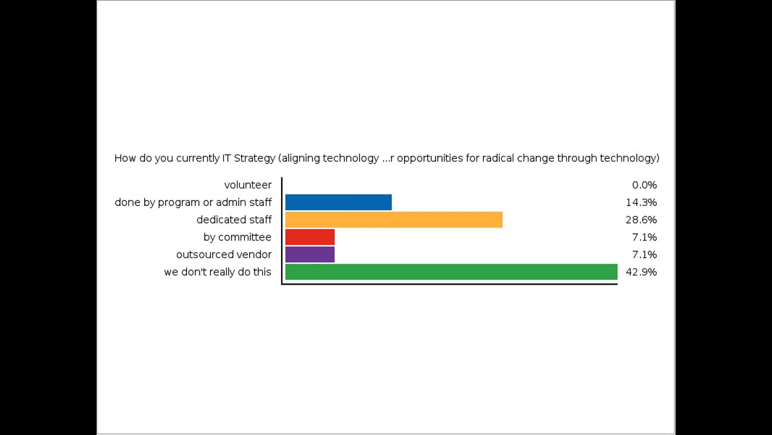Finally, if we look at IT strategy, we don't really do this is common. That's sort of the most common response, and that doesn't surprise me at all. So yeah, very, very interesting results here.